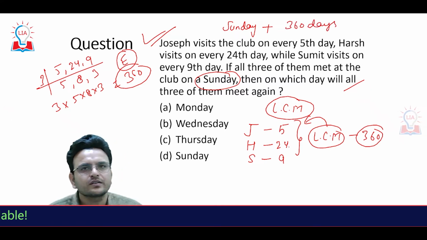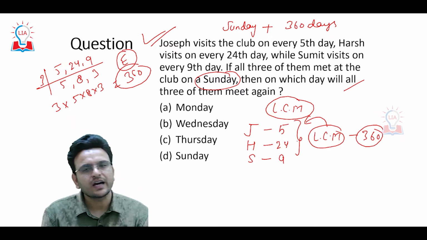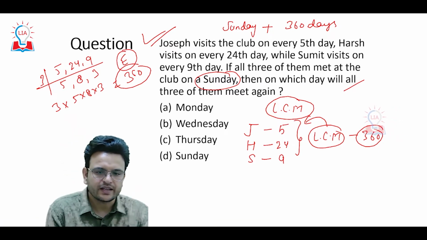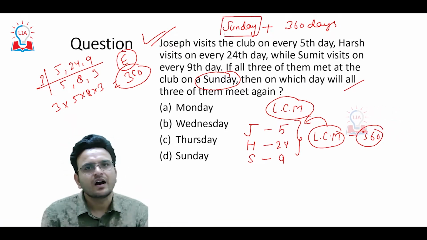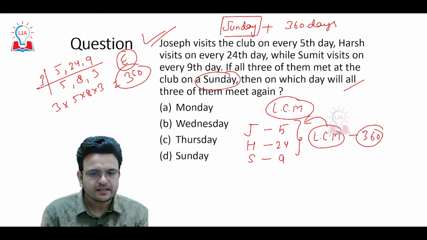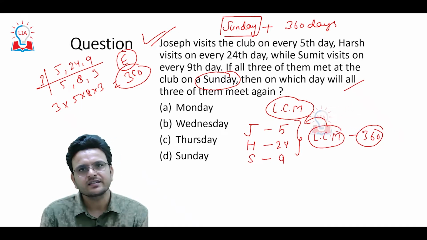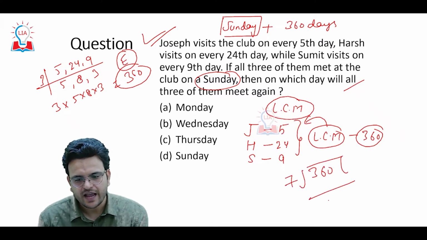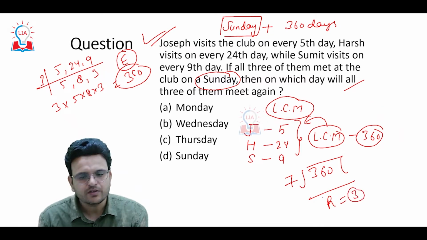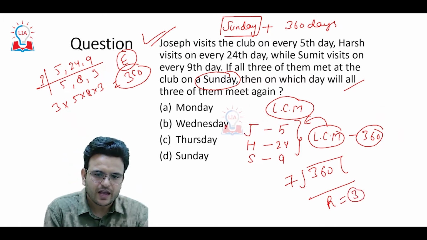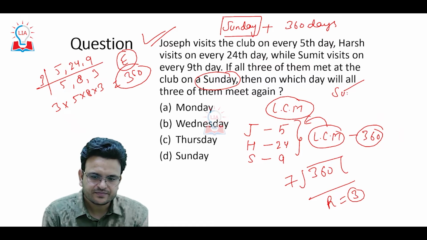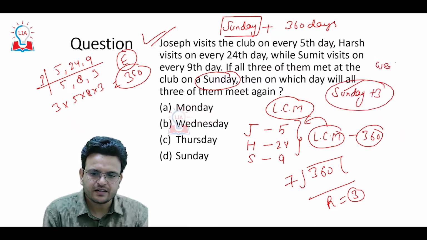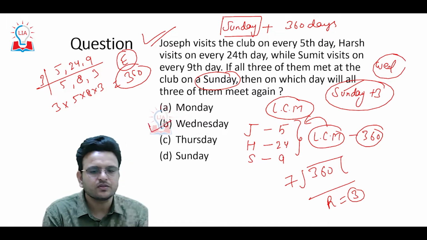So how to solve it? In the calendar questions I explained, whenever they met on Sunday, after 360 days they are going to meet again. So it simply means that we have to divide 360 by 7 and get the remainder. The remainder will be 3. So here again you have to add Sunday plus 3. So it simply means Wednesday. So they are going to meet again on Wednesday.